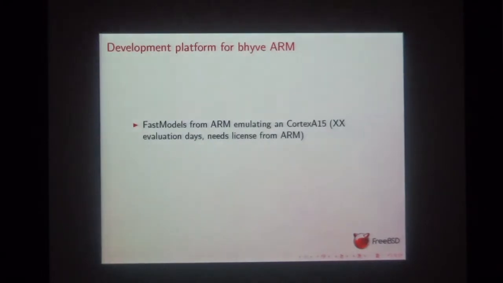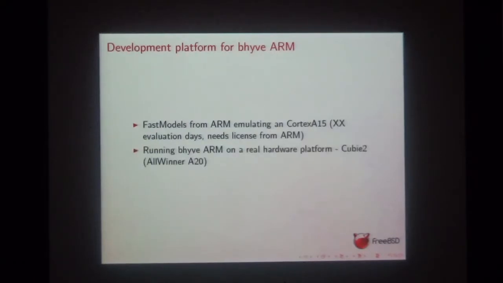The development platform we use for bhyve ARM is Fast Models from ARM, which is emulating a Cortex-A15. You can all test this, but you need the Fast Models software, which is free for 60 days, I guess. Otherwise, you need a license. We also managed to run bhyve ARM on a real hardware platform called the CubieBoard 2 with the Allwinner A20. As far as I remember, we are still having some cache problems here. So not all the things that worked on the emulator worked on the CubieBoard 2 also.